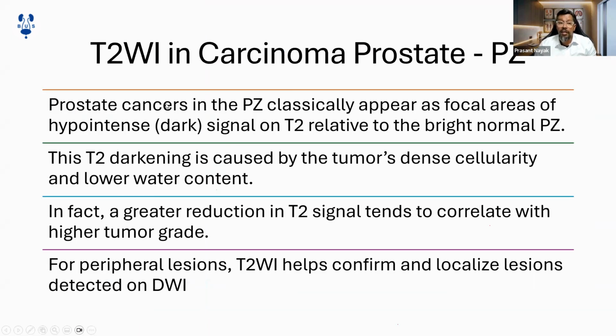So coming to T2 weighted image in the peripheral zone. Prostate cancer again appears as focal areas of dark signal on T2, as I told you earlier. This is due to tumor dense cellularity and lower water content. So there is a greater reduction. Suppose in T2 the peripheral zone appears to be too much hypointense, there is some article to say that this correlates with a higher tumor grade. As I told you, ADC very low values, or in T2 it appearing too much hypointense, again indicates a higher grade or higher Gleason grade group of the prostate. So it helps to confirm.